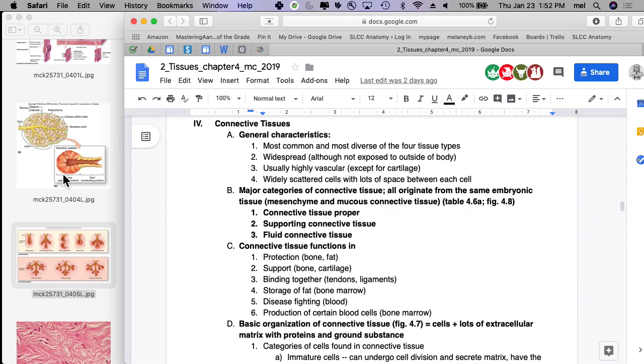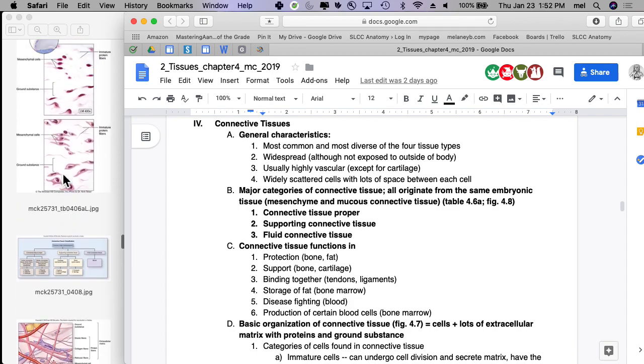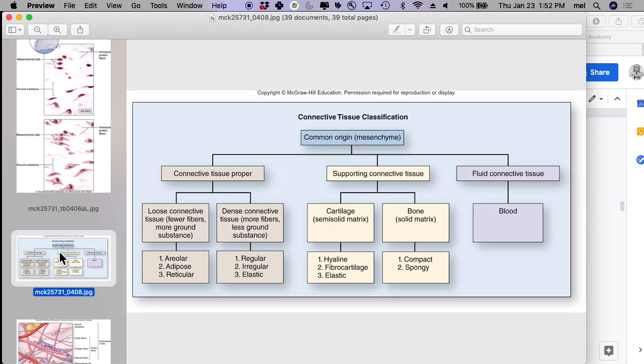So the reason that they're considered all the same kind of tissue is because they're all derived, and you don't care that much, but they're all derived from this tissue that develops relatively early during embryonic development called mesenchyme. And then mesenchyme makes all of them. So if you can track it back to mesenchyme, it is a connective tissue.